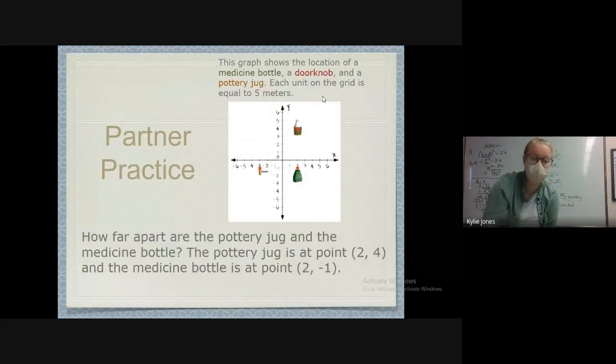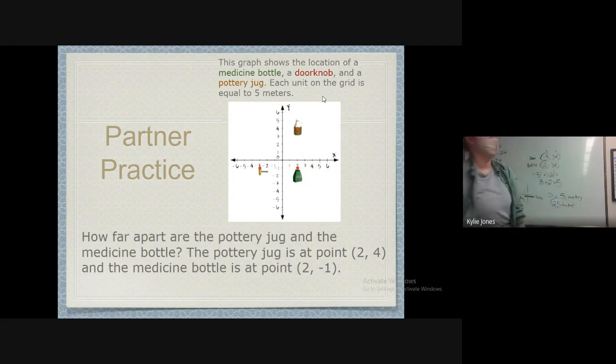All right. This says partner practice, but I want you guys to just kind of try it on your own. This first one says, well, it's the same graph, and it says that you're going to find how far apart the pottery jug and the medicine bottle are. So the pottery jug is at the point 2, 4, and the medicine bottle is at 2, -1. So figure out how far apart they are, but then don't forget that each unit you move is 5 meters. So go ahead and take a couple minutes, see if you can figure out how far apart those are. The meters. Find the meters.